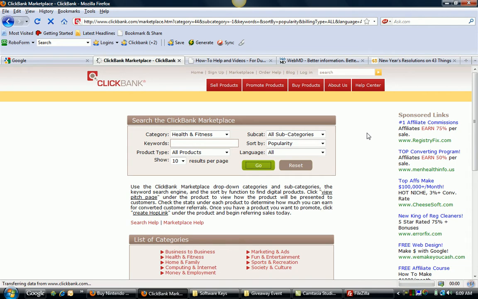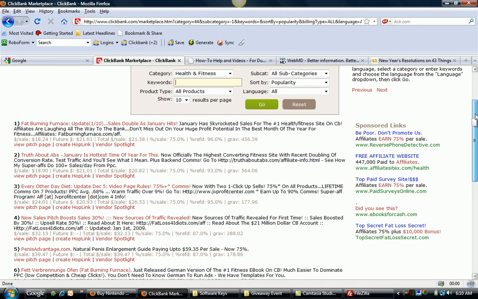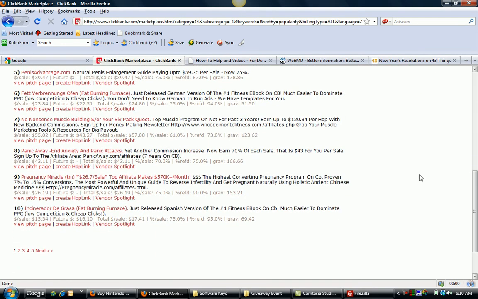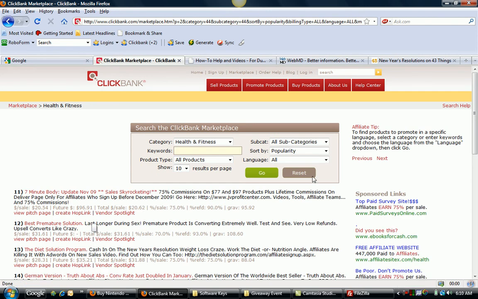And it's going to bring up a listing of sites based on popularity in the health and fitness category. So you notice inside here you've got everything from fat burning to how to have six-pack abs to different diets and different things like that. Most of these are diet and muscle building type things. You'll see something for panic attacks, pregnancies, and again more fat burning items. And these are based on popularity.